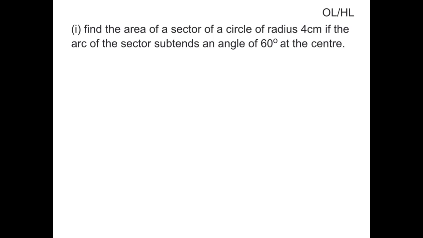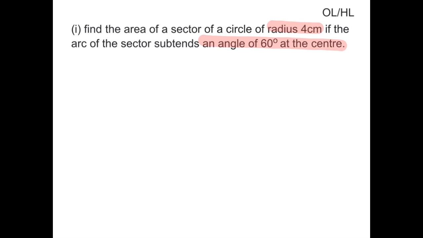So our first question is to find the area of a sector of a circle of radius 4 centimeters if the arc of the sector subtends an angle of 60 degrees at the center. So what does this sentence mean? We're given two really important bits of information here: our radius, which is 4 centimeters, and we're told we have an angle of 60 degrees at the center. So the first thing we're going to do is just draw what that looks like.